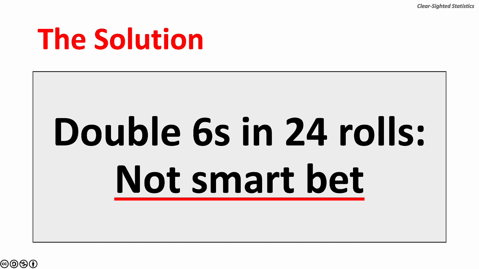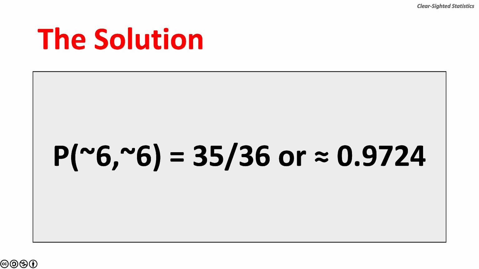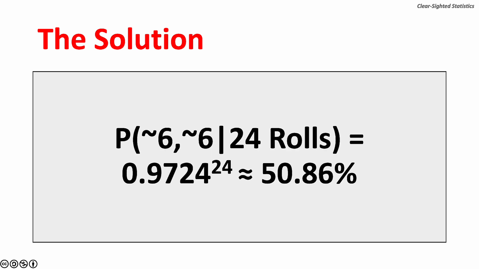Betting even money on rolling at least one double six in 24 rolls is not a smart bet. Let's find out why. The probability of not getting a double six on a single roll is 35 over 36, or approximately 97.24%. The probability of not getting a double six in 24 rolls is 0.9724 to the 24th power, or approximately 50.86%. The chance of getting a double six in 24 rolls of the dice is only 49.14%.